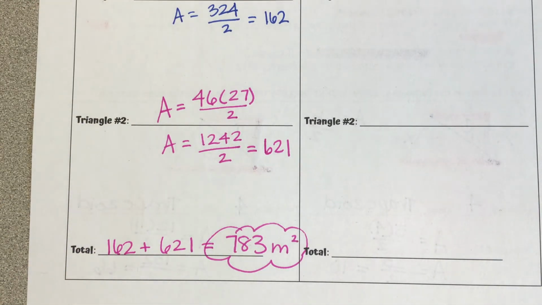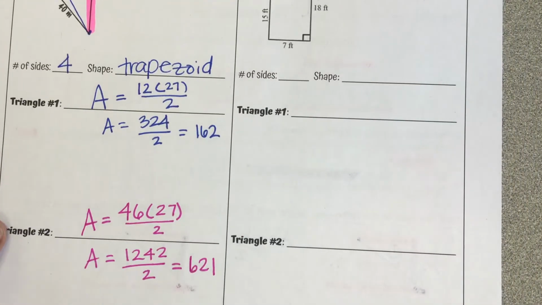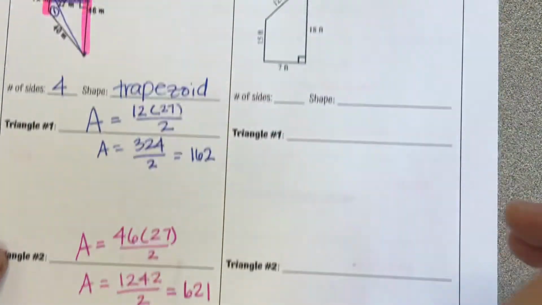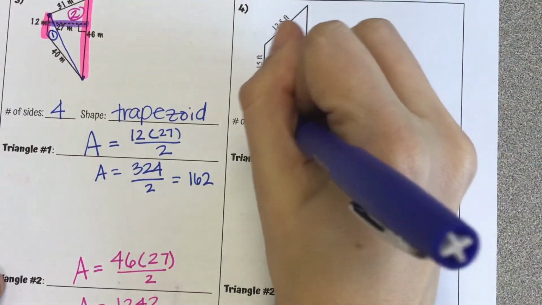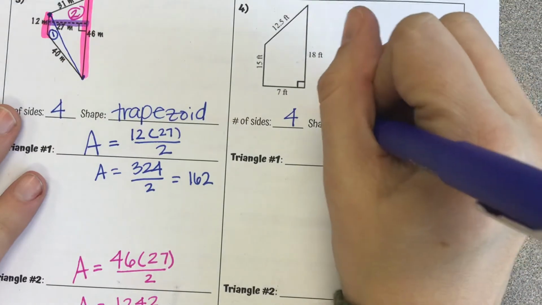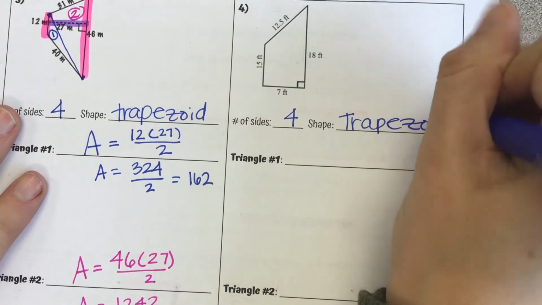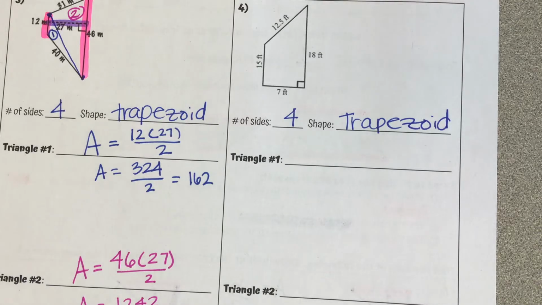All right, let's do one more. Counting my sides, 1, 2, 3, 4 sides. These two sides are not parallel, only these two are. So there's one set of parallel sides, which makes it a trapezoid. I'm going to identify those heights and those parallel sides. So this one's a little bit tricky.